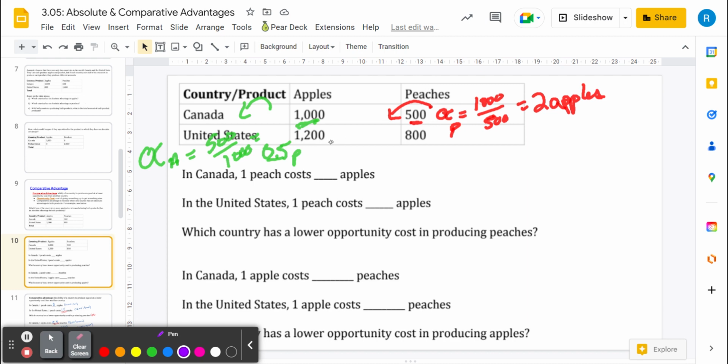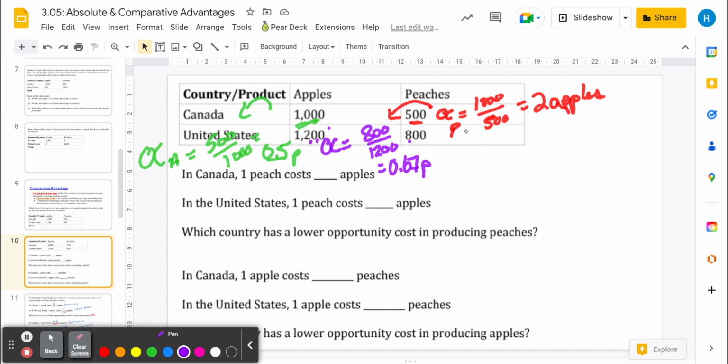Then you calculate the opportunity cost for both boxes of the US as well. The opportunity cost for the US to make an apple versus a peach: you take the other one and divide it by 1,200, so 800 over 1,200, which is 0.67 peaches. So the opportunity cost of an apple to the States is 2/3 of a peach they could have made.